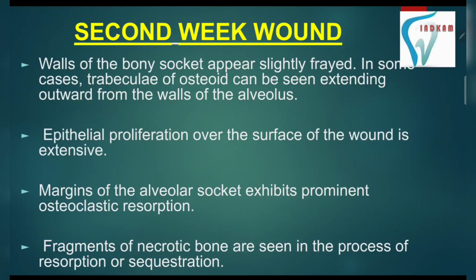The walls of the bony socket appear slightly frayed, and in some cases, trabeculae of osteoid can be seen extending outward from the walls of the alveolus. Epithelial proliferation over the surface of the wound is extensive. Margins of the alveolar socket exhibit prominent osteoclastic resorption. Fragments of necrotic bone are seen in the process of resorption or sequestration.